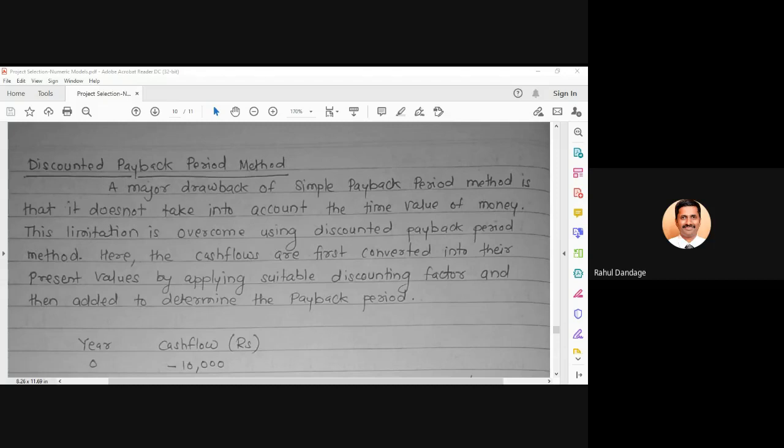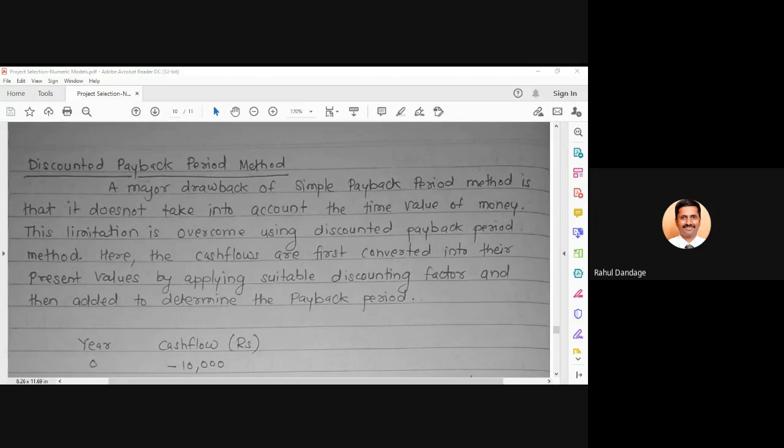And as we know, the time value of money has great importance as far as any financial calculations are concerned. Because of this limitation of the simple payback period method, there is a modification for it, made by taking into account the time value of money. This modified method we call the discounted payback period method.